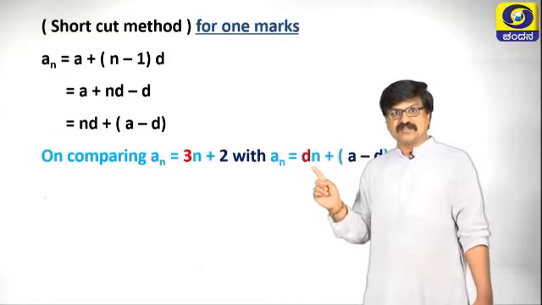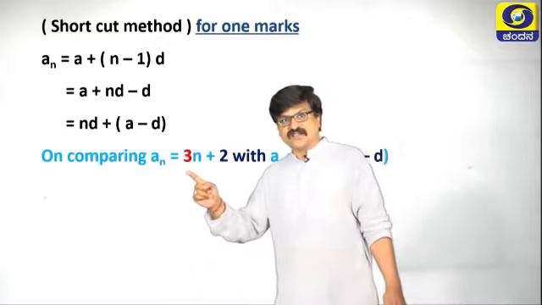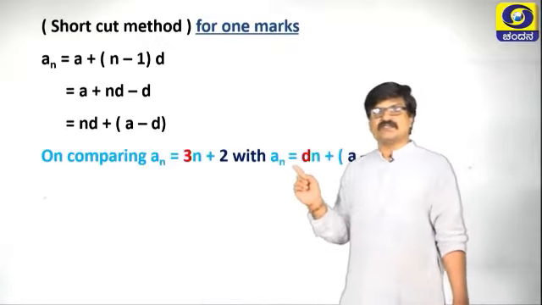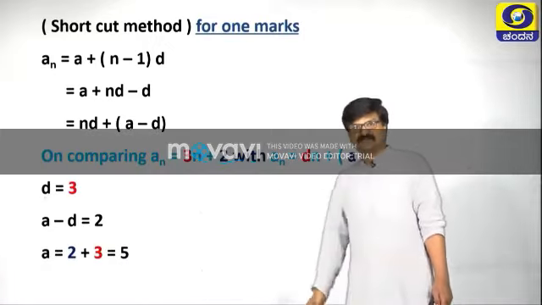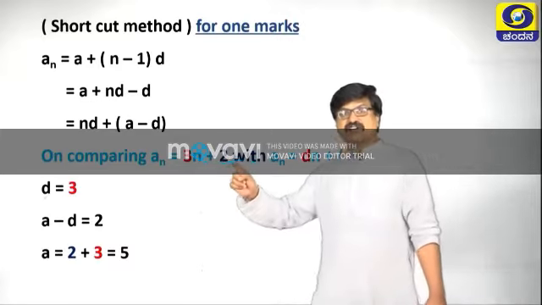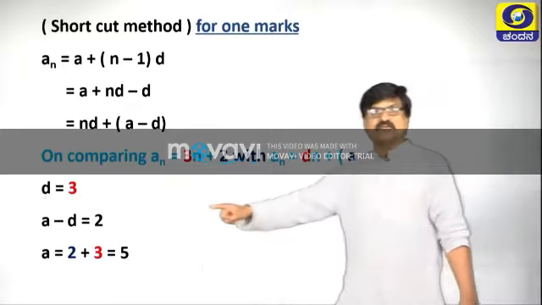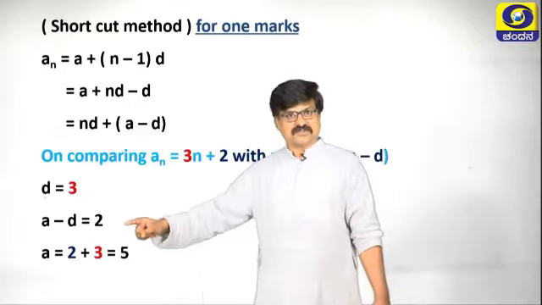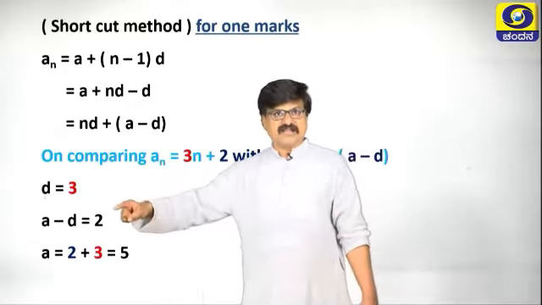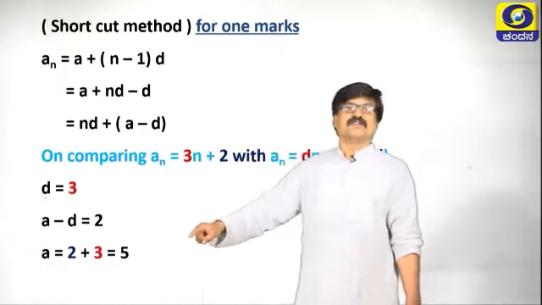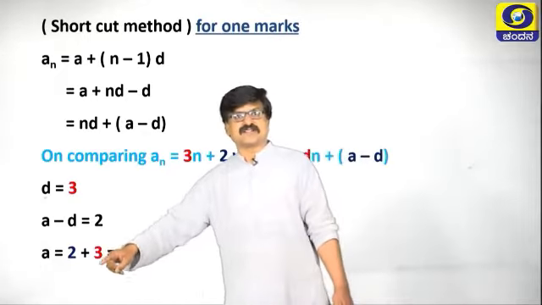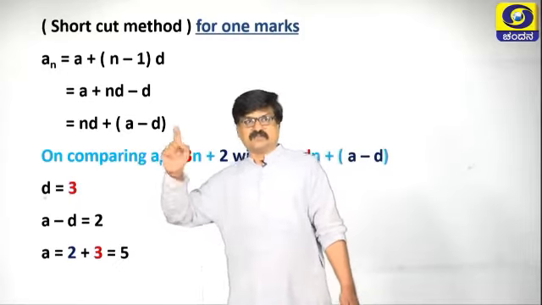So, here what is the n coefficient, d? What is the n coefficient? 3. Therefore, the value of d is 3. Here the constant term is 2, the constant term is a minus d, the value of a minus d is equal to 2. Replace the value of d here. So, 2 plus 3 becomes 5, that is the first term of the given problem.